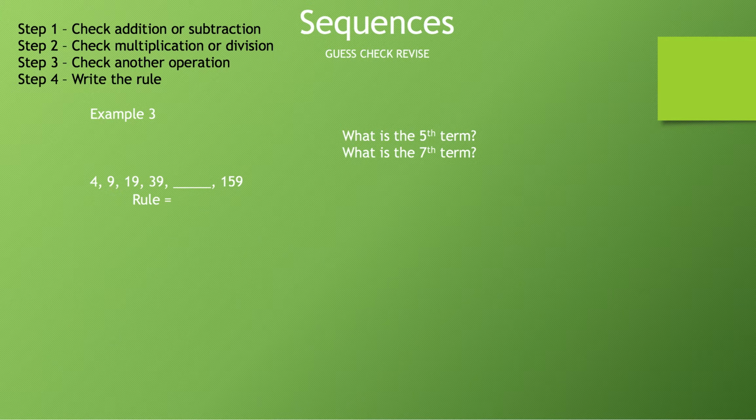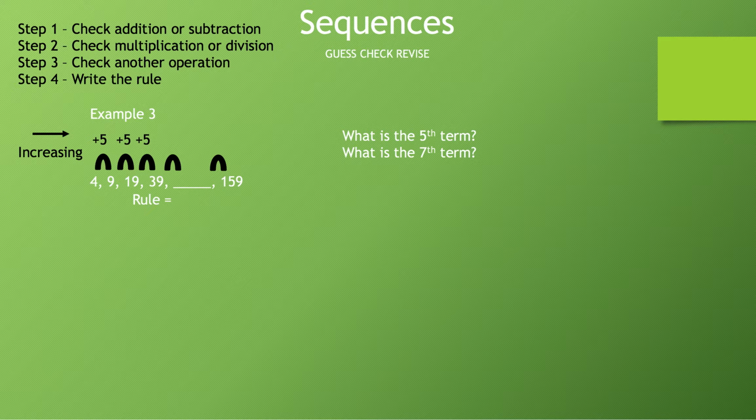As we can see, it's increasing, so therefore addition or multiplication. Let's add the gaps. Let's take a guess: add 5, because the difference between 4 and 9 is 5. And as we can see, 9 plus 15 does not give me 19. It gives me 14. So plus 5 doesn't work. Let's try something else.